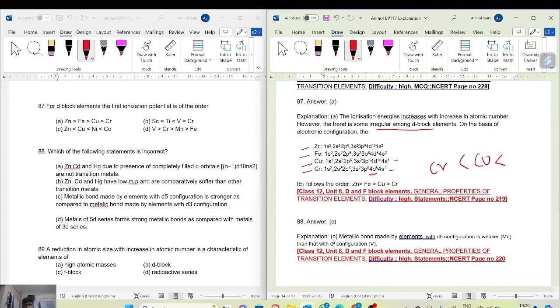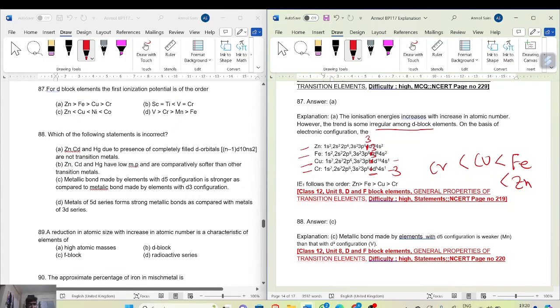Then iron, because here the d subshell is not fully filled. Then we will have zinc because it has a fully filled 4s subshell and 3d subshell. So now let's come to the next question. The correct answer will be A.